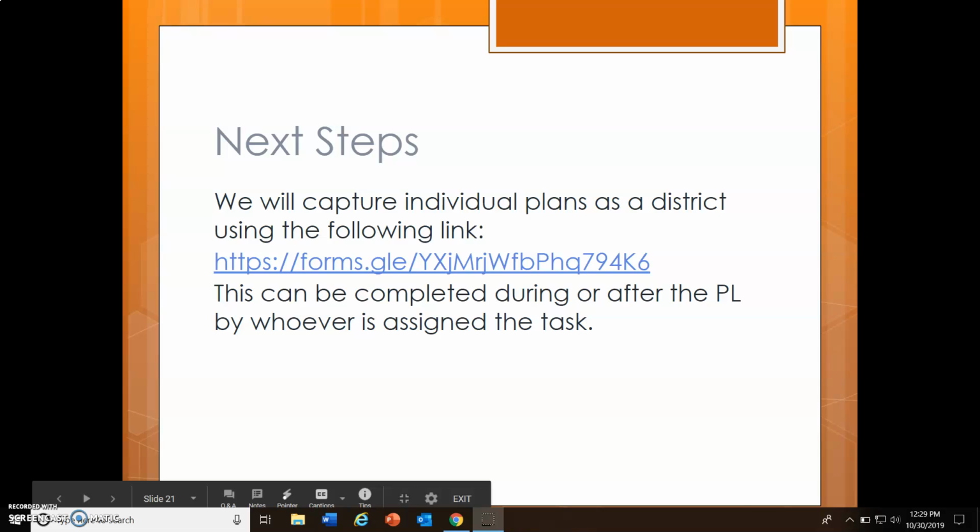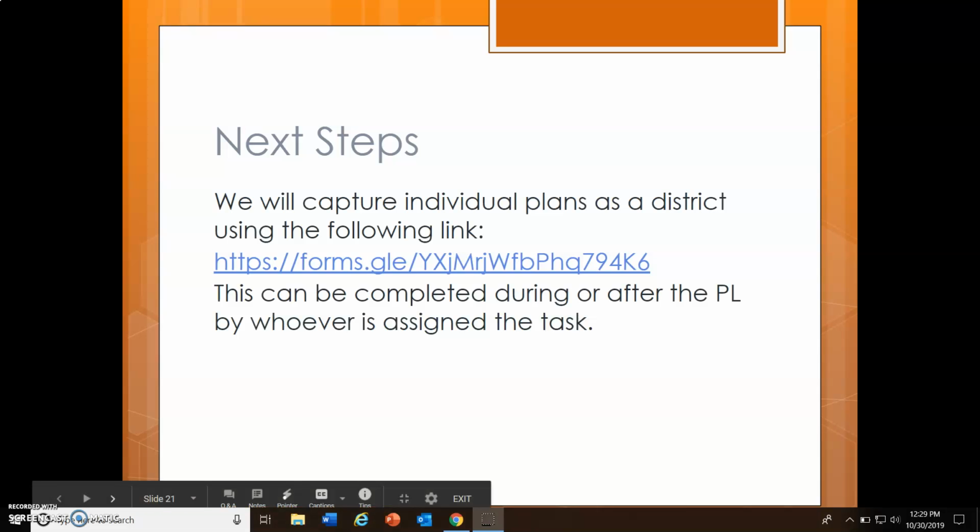So I am not going to ask you to pause the video at this time and to complete the form. You can complete the form at the end of the video at your leisure. Just assign one person that you want to do it, whether it's your principal, your lead teacher, or a teacher who wants to be responsible for that to be done.